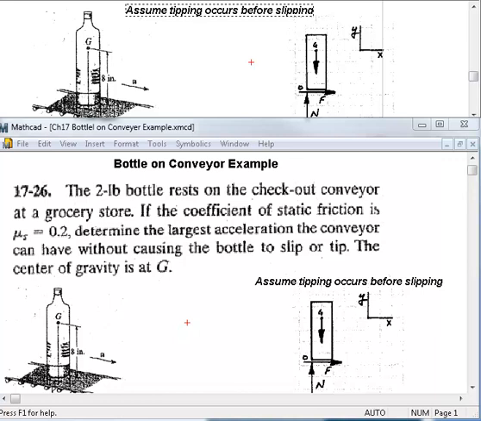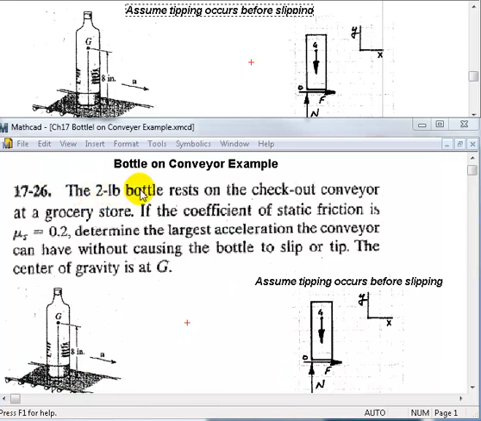Okay, the second example involves a bottle that is resting on a checkout conveyor at, say, a grocery store. And so the question that we're going to be wondering about is, is this bottle going to tip over, or is this bottle going to slip? And so let's read the problem statement.